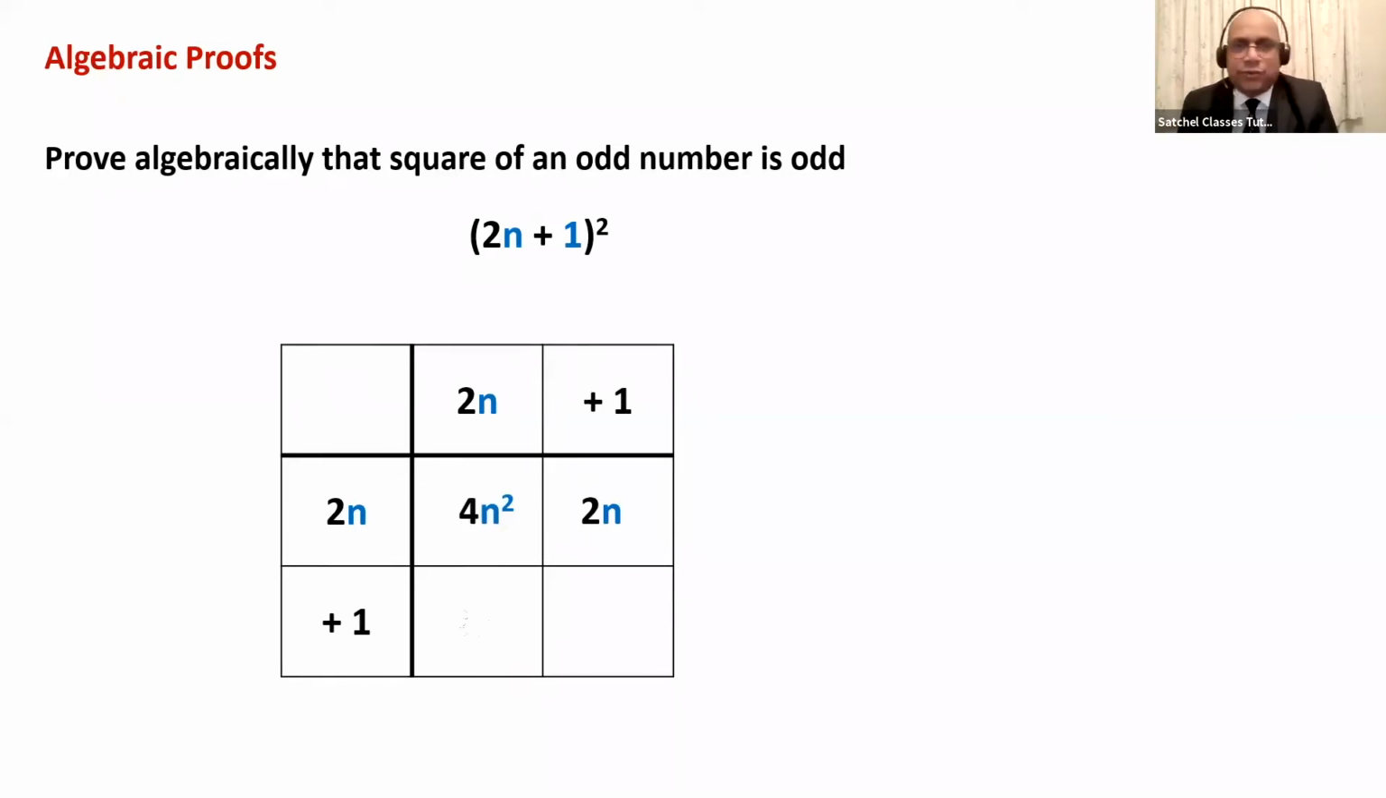2n times the other one is 2n. And 1 times 1 is 1. If I put all of them together, I should get 4n squared plus 4n. Remember, 2n plus 2n is 4n, plus 1.